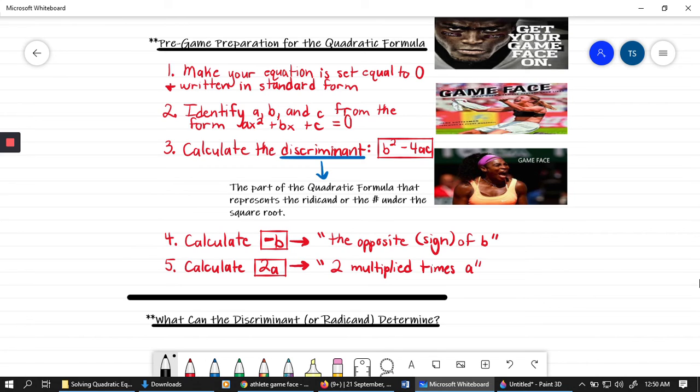So the things that the discriminant or the radicand can determine is that the radicand can pretty much tell you the number and the type of solutions that you're going to have. So again, if you know what the radicand is, which for the quadratic formula we call the discriminant, the part that's up under the square root, or the number that you're taking the square root of, what that discriminant can determine is how many solutions you're going to have and what type of solutions you're going to have.